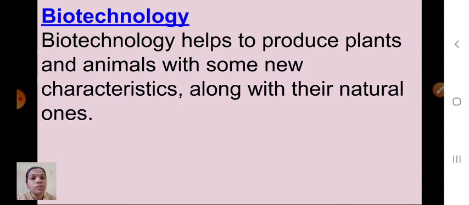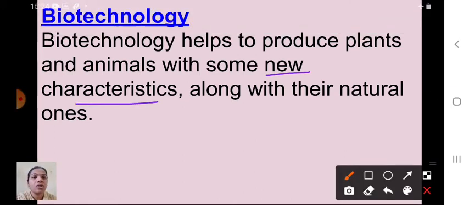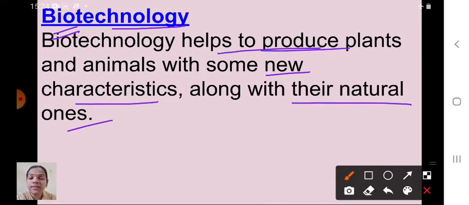Biotechnology helps to produce plants and animals with some new characteristics along with their natural ones. So what does biotechnology mean? That I will tell you. Bio means living things. Technology used with the help of living organisms is called biotechnology. It helps to produce plants and animals with new, desirable characteristics along with their natural ones. For example, capsicum.